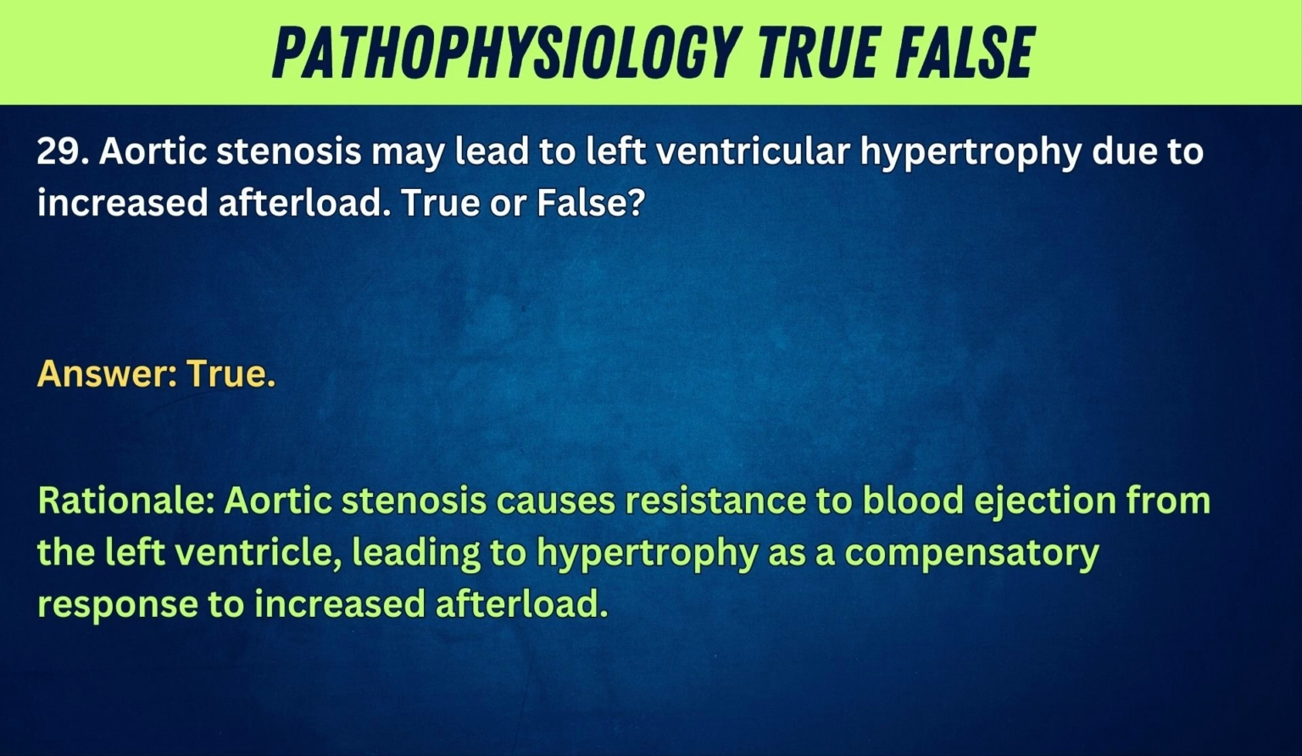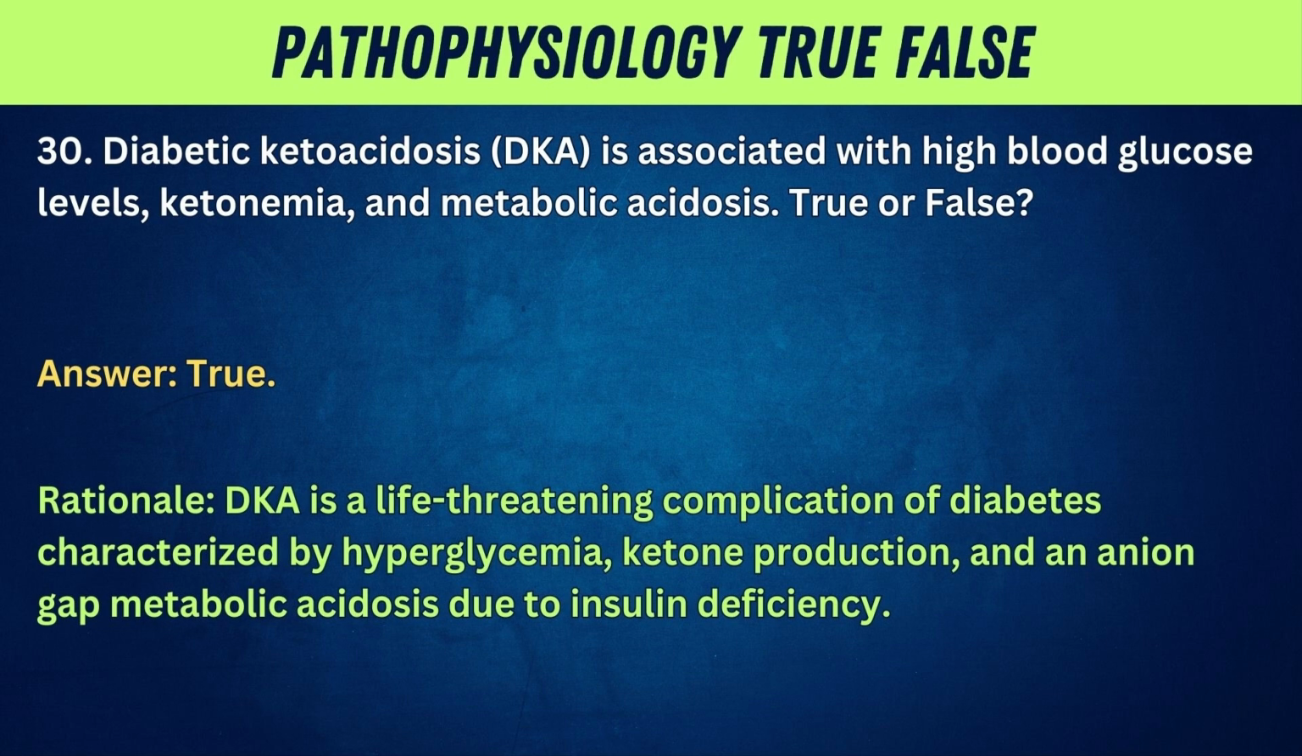29. Aortic stenosis may lead to left ventricular hypertrophy due to increased afterload. True or false? Answer: true. Rationale: aortic stenosis causes resistance to blood ejection from the left ventricle, leading to hypertrophy as a compensatory response to increased afterload.